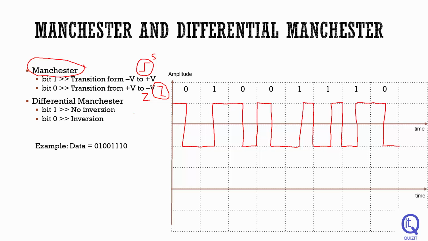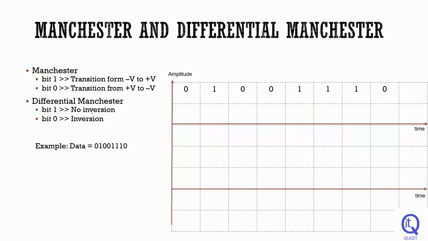And then let's move into the differential Manchester. Now let's see how to draw the signal pattern for differential Manchester. Here we think about the next bit. So when we have bit 1 as the next bit, we have no inversion, and when we have bit 0 as the next bit, we have inversion. If you remember Manchester encoding, for bit 0 we used a pattern like this. So for differential Manchester, for this bit 0 I'm going to invert the signal like this.